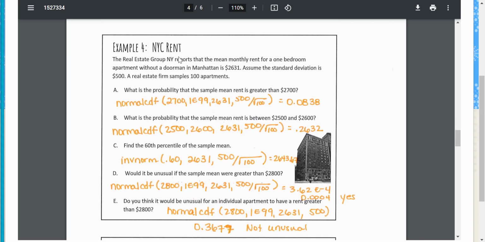The real estate group NY reports that the mean monthly rent for a one-bedroom apartment without a doorman in Manhattan is $2,631. Assume the standard deviation is 500. A real estate firm samples 100 apartments. Let's skip to part C. Find the 60th percentile of the sample mean. So 60th percentile, they're giving us an area. They're giving us basically the proportion to the left of the 60th percentile. So the proportion to the left of the 60th percentile is 60%.